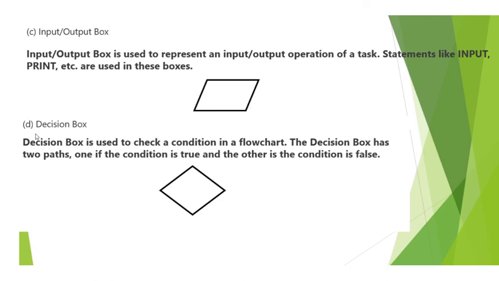Now the decision box. The decision box is used to check a condition in a flowchart. The decision box has two paths. One if the condition is true and the other if the condition is false. So this diamond shape is known as the decision box, and usually this box comes with two options or two conditions. First is if it is true, and second is if it is false.